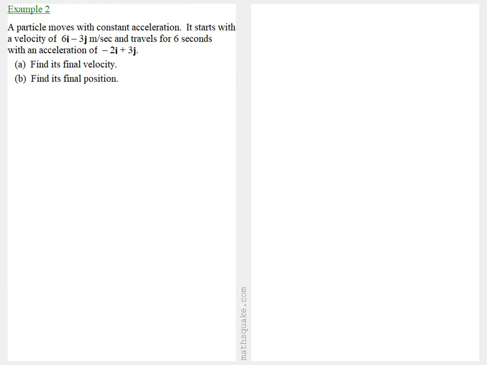Example 2. A particle moves with constant acceleration. It starts with a velocity of 6i minus 3j meters per second and travels for 6 seconds with an acceleration of minus 2i plus 3j. In part a, we're asked to find its final velocity. Well, to solve this, we've got u equals 6i minus 3j, a equals minus 2i plus 3j, t equals 6, and we're trying to find v. So we can use v equals u plus at.